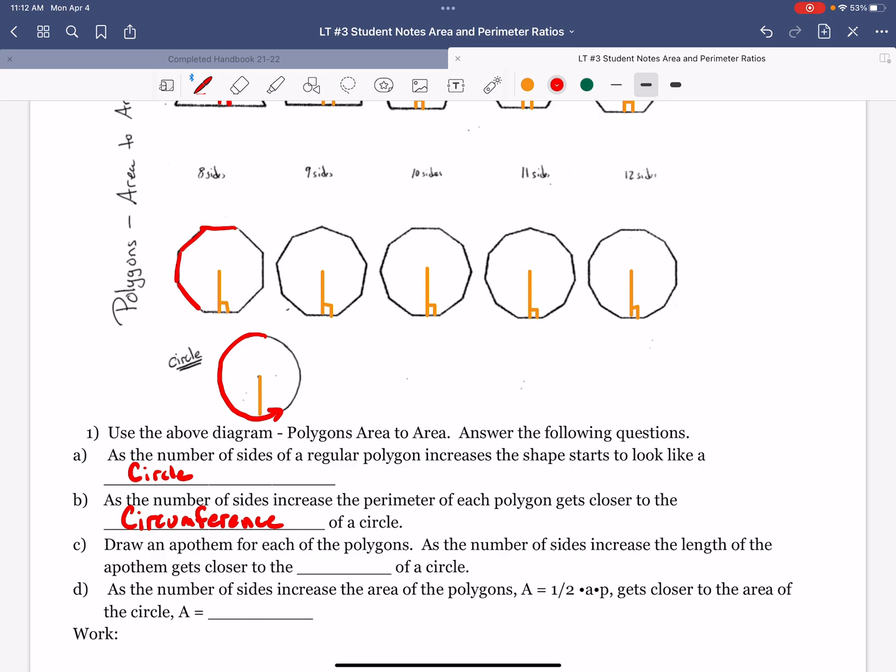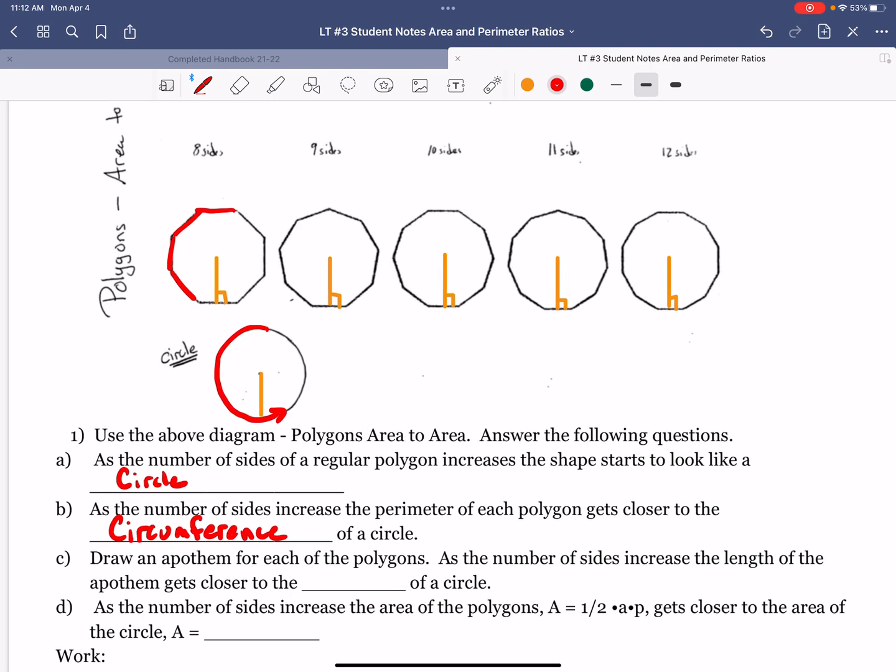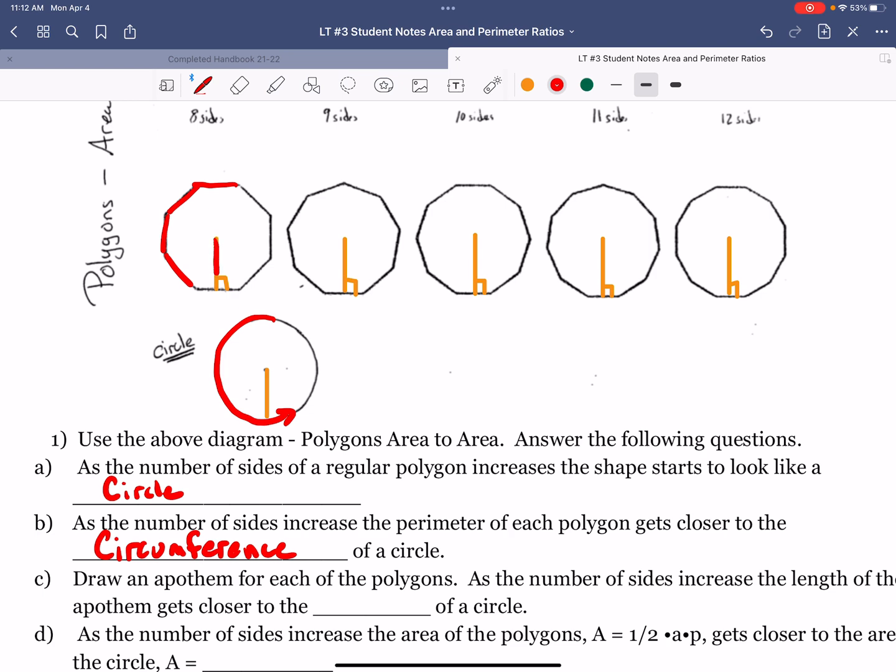Draw an apothem for each of the polygons. We did that. As the number of sides increase, the length of the apothem gets closer to the what of the circle. Well, you can see that the apothem length here becomes more and more like what we call the radius of the circle.